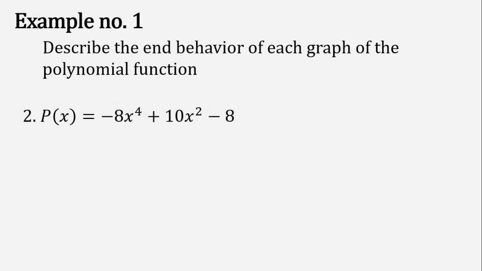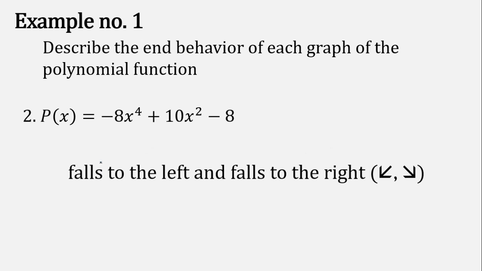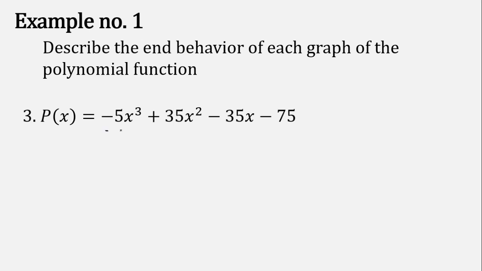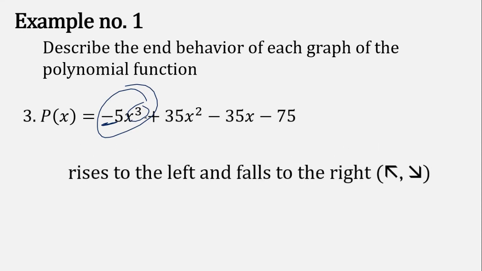For number 2, let's check if it is in standard form. It's in standard form. So this one has a negative leading coefficient and an even exponent. Therefore, it will fall to both left and right. Number 3, it's in standard form again, and our leading coefficient is this. We have negative and odd. So if I have negative and odd, it will rise to the left and fall to the right.